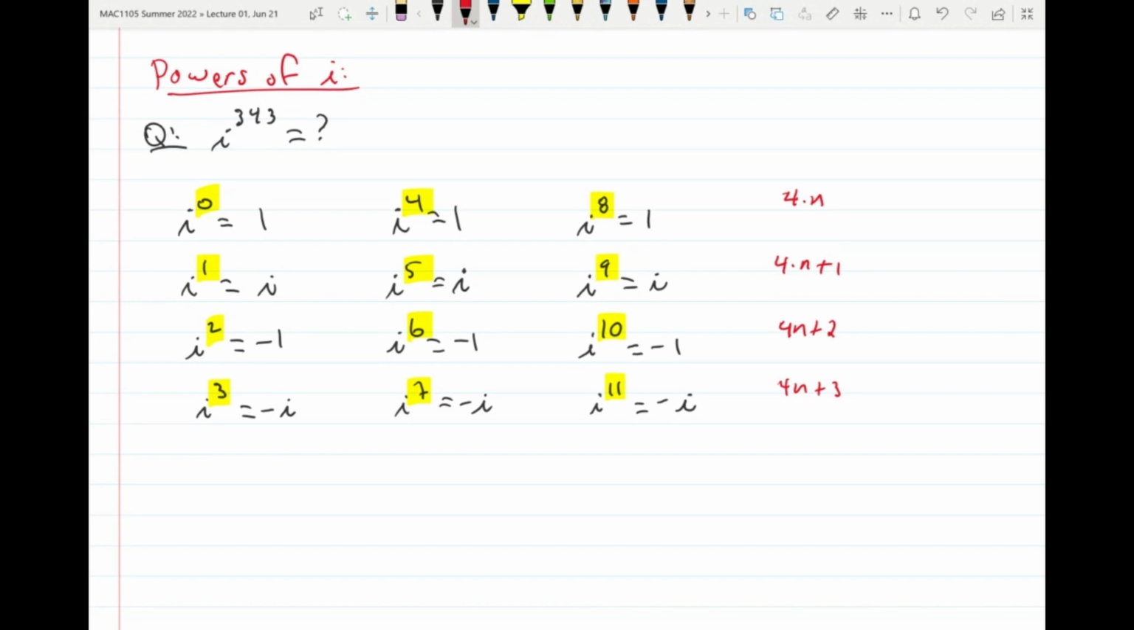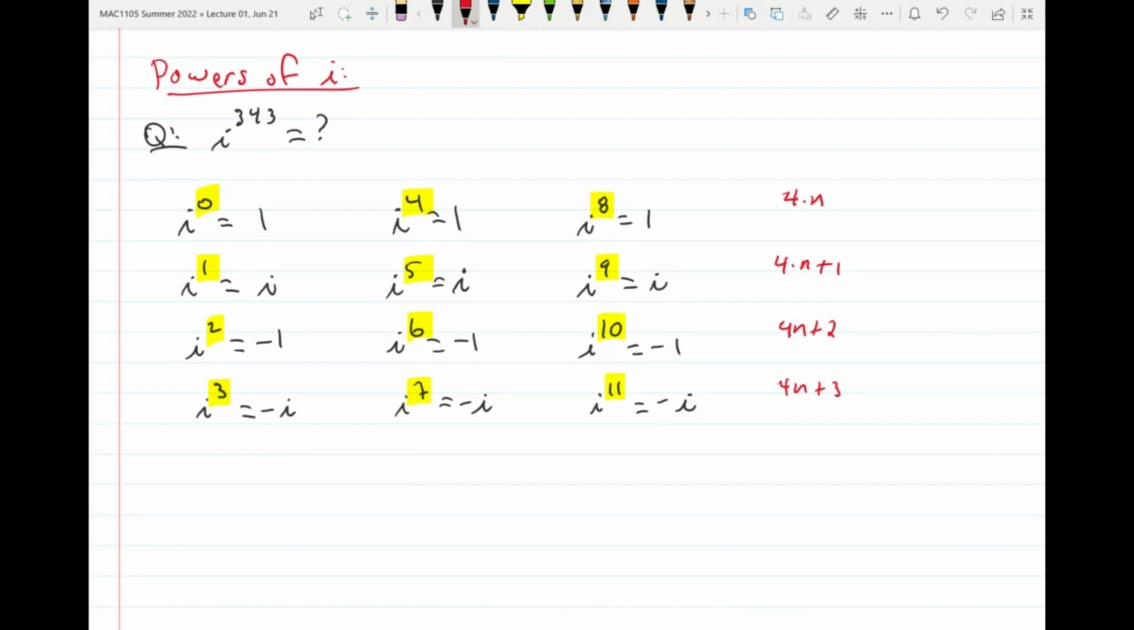So, what is another way of talking about these numbers? For example, if I ask you 343, I wanted to answer this question. So the point is, given a power, what you want to know is in which of these 4 categories it lands. Once you know in what category it lands, then you know the answer. For example, the first category, the answer will be 1. The second case will be i, negative 1, or negative i. Yes? So we need to have a quick way of figuring out what category it lands.